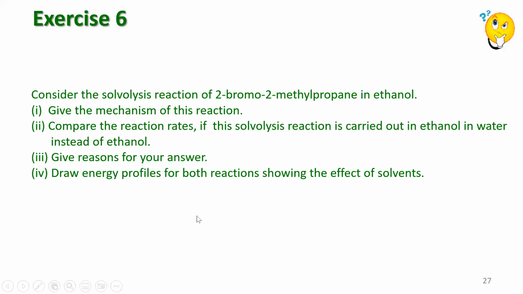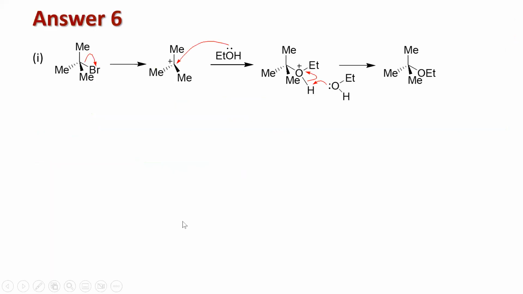Okay, this is actually one of the final exam paper questions. To save time, let's move on. You have to write something like this. Your answer should include these things. So the mechanism for the reaction in ethanol would be something like this.